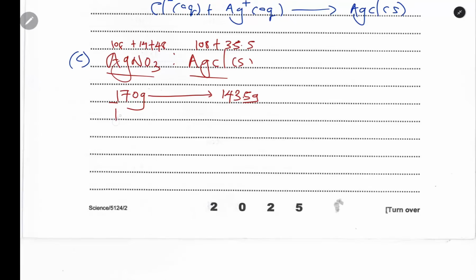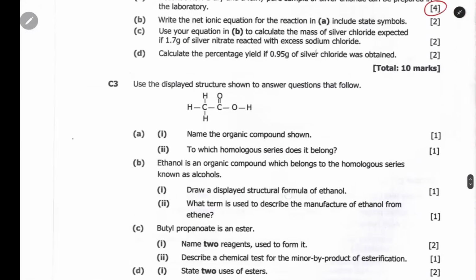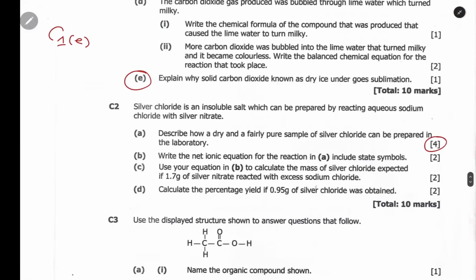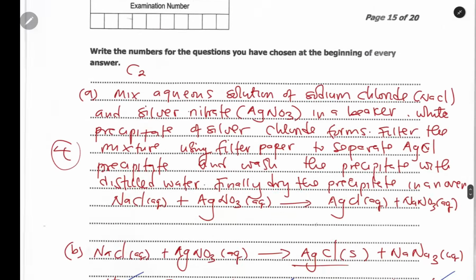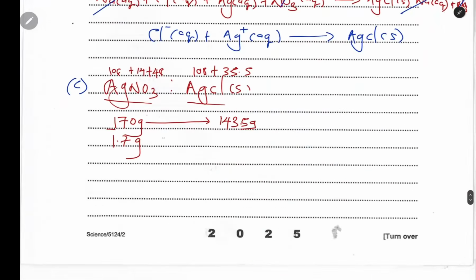Now, what about 1.7 gram? We are given here. They are saying, calculate the mass of silver chloride expected if 1.7 gram of silver nitrate reacted with excess. So 1.7 gram, what is the amount of silver chloride that will be produced?